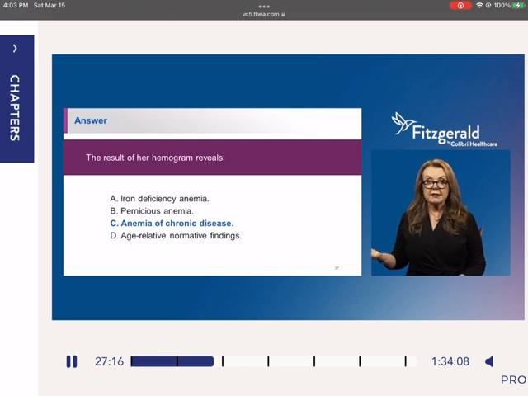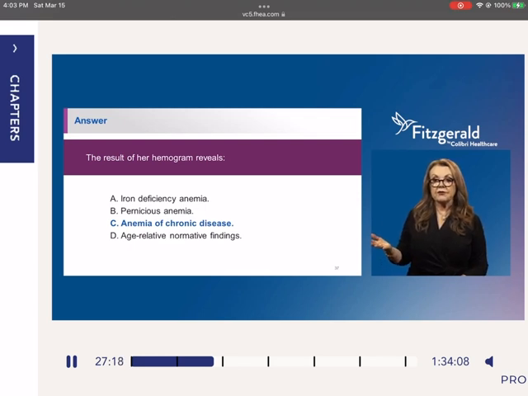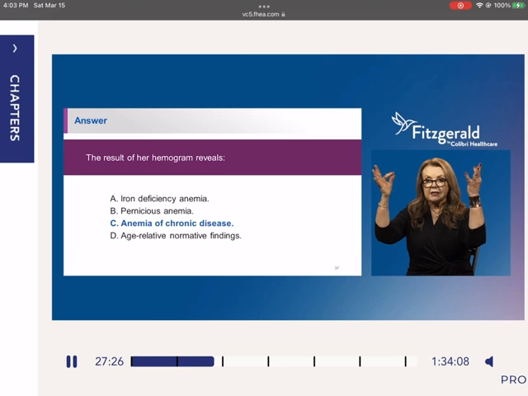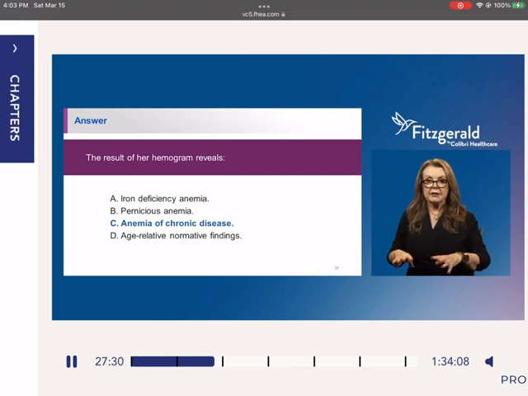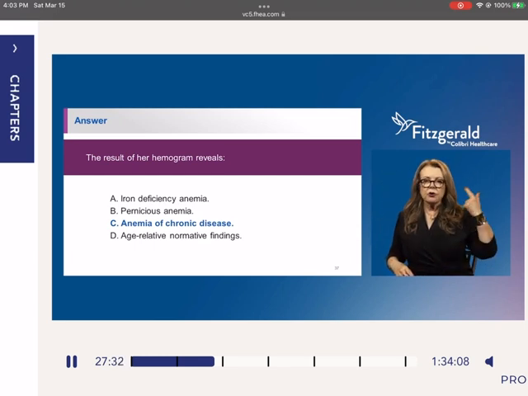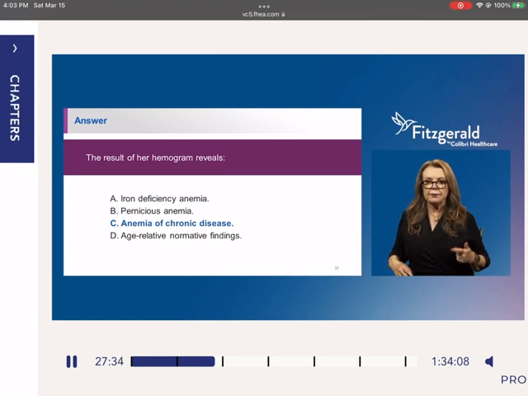B, pernicious anemia. What would you expect to find? Macrocytic, normochromic, elevated RDW. And I would expect some kind of a neurological component, numb hands, numb feet, feeling like her mind's not as clear as it should be.